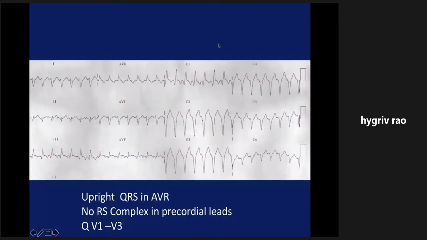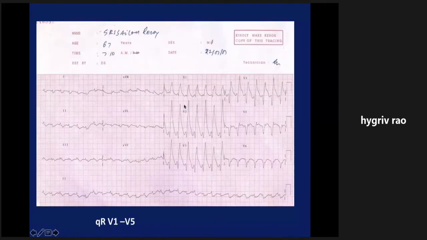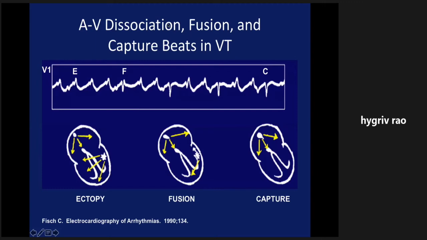Now, the second thing is you have a wide QRS tachycardia, not so wide. But when you see an upright QRS in aVR and no RS complex in the precordial leads V2 to V6, then you should always suspect that it's a VT. You treat it as a VT. Now, the presence of a Q in V1 to V6 is again one of the important criteria to say it's a VT.